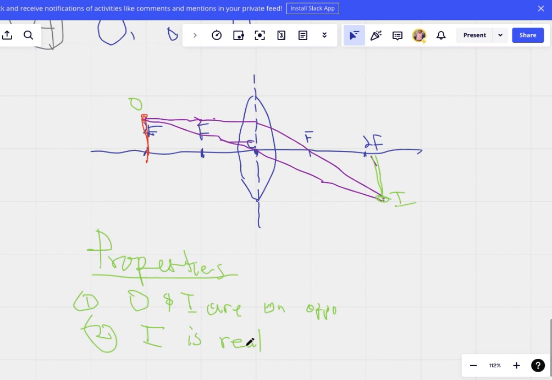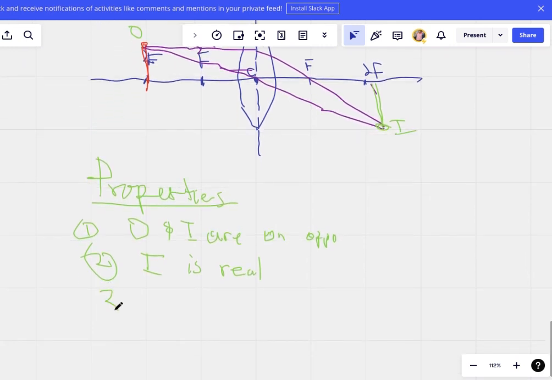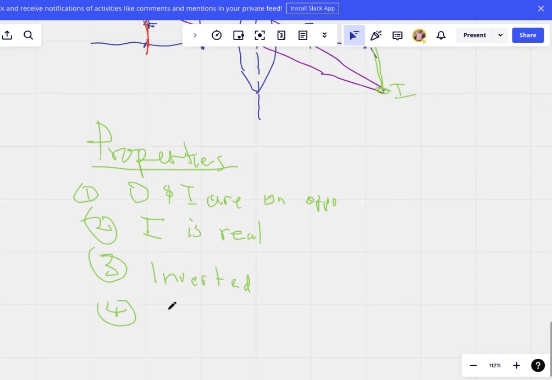Number 3, we say it's inverted. But in the exam, you must know this. You must be able to remember them and state them. It's inverted. Number 4, same size. It's not diminished, it's not magnified. Same size. So these are the 4 characteristics.